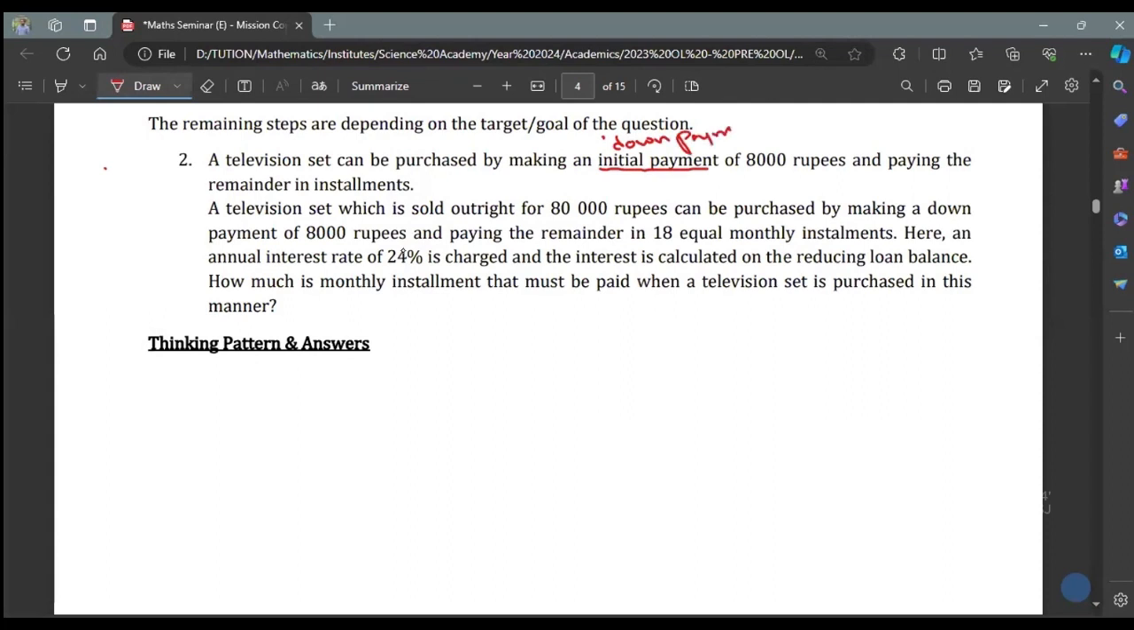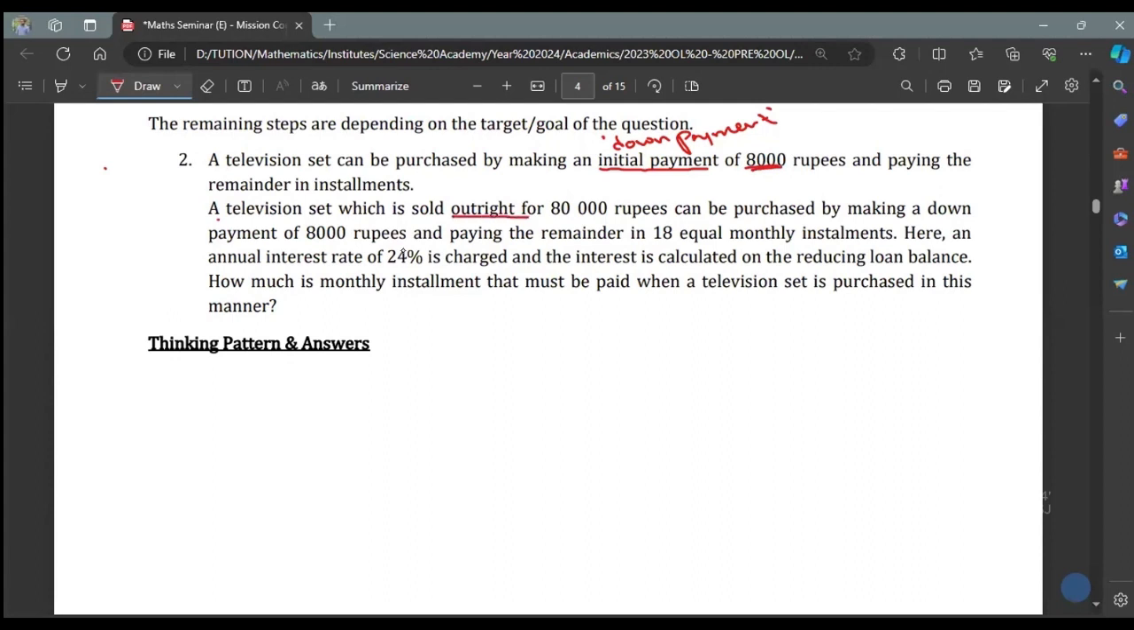Down payment. So these are technical words: a down payment of 8,000 rupees. This is the amount they can pay initially, paying the remaining in installments. Right. They say that a television set which is sold outright.